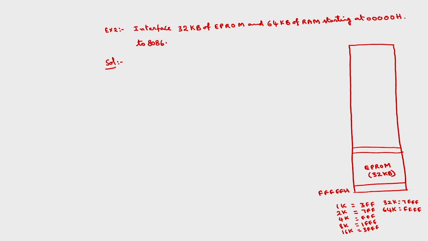So if the ending address is FFFFF, this is 32 kilobytes. To get the starting address, you have to subtract 7FFF. So what will it be if you subtract 7FFFH from FFFFFH? It is F8000H. And the RAM, it is given that you have to connect at the starting of this total 1 megabyte of memory.